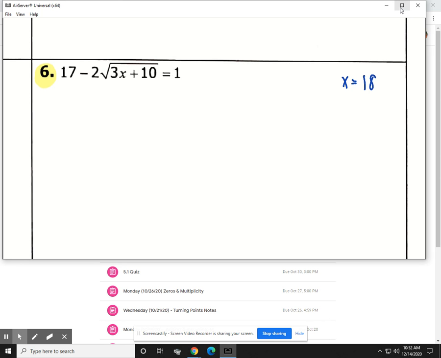Pretty easy. And 18 did work, was not extraneous. How do you do the negative 2?